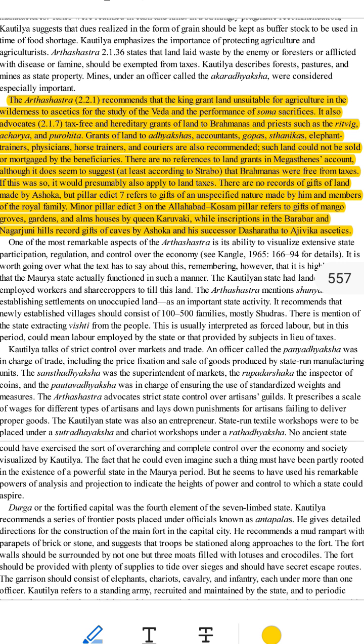Let's dive deeper into this, making it even simpler to understand. 1. Land for ascetics. What does the Arthashastra say? The Arthashastra recommends that the king give land that's not good for farming to ascetics. These ascetics are people who focus on spiritual activities like studying the Vedas, ancient religious texts, and doing soma sacrifices, special religious rituals. Example: imagine there's a piece of land in the wilderness where nothing can grow.